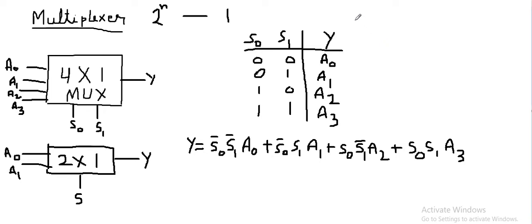Let's draw a logic circuit for that. Take S0 and S1 here. This line is for S0, because it is going to be used for all 4 minterms. And then S1 again, which is going to be used for the 4 combinations of minterms. And then I take the complement of each.